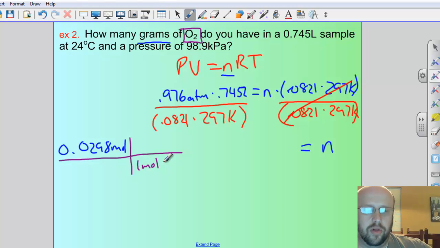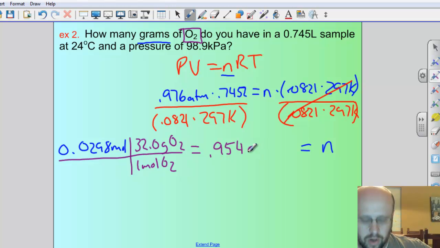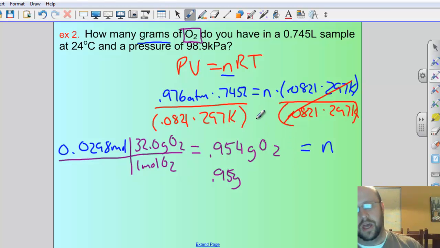So 1 mole of O2. How do I know it's O2? Well, first off, oxygen's diatomic, but it says O2 in the problem. And so I'm going to multiply that by 32 grams of O2. And that is going to give me 0.954 grams of O2. Again, sig fig wise, I had 3 and 3. Had 2 here, so I mean, if you wanted to put 0.95 grams, I think that would be fully acceptable as well. Okay? So that's essentially how ideal gas law works.